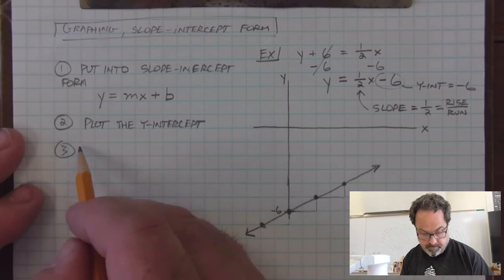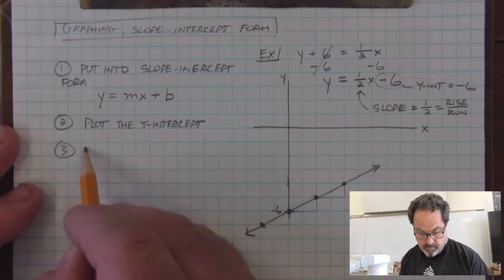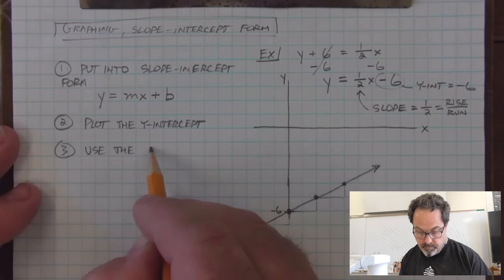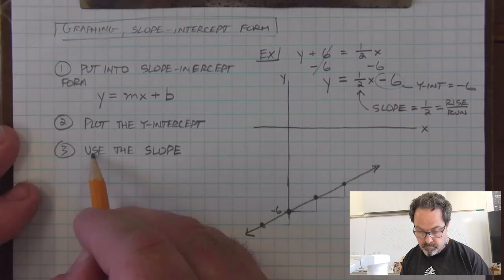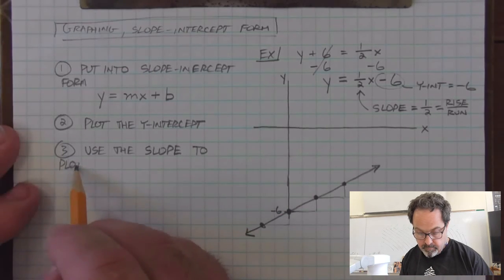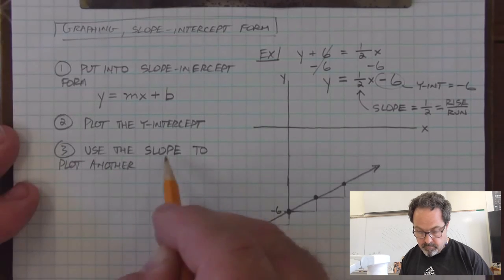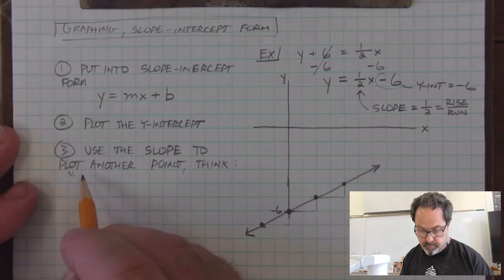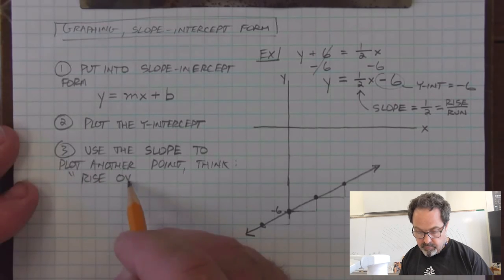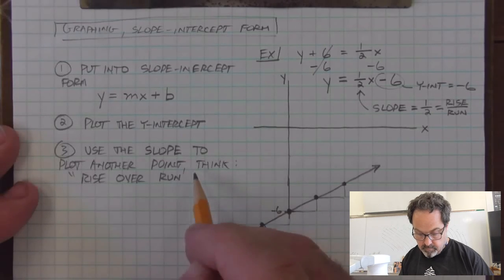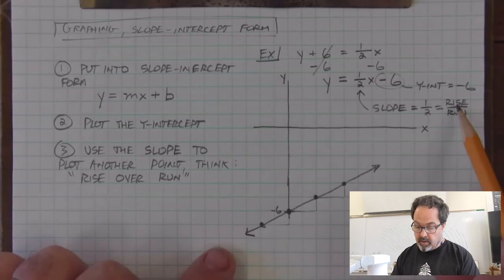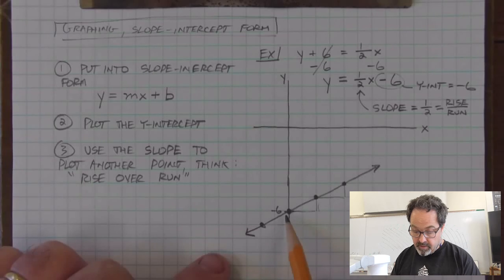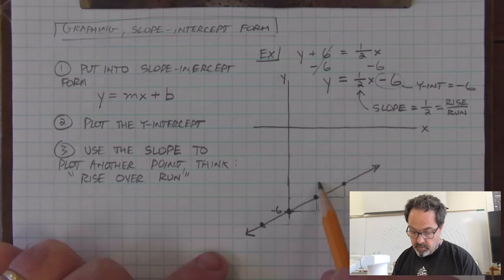Then, step 3, use the slope to plot another point. Think rise over run. We have a rise and a run that we identified, and to go from one point to the other, the first point that we started at was the y-intercept, and we rose 1 and ran 2, up 1, over 2. Or we can go over 2, up 1, over 2, up 1.